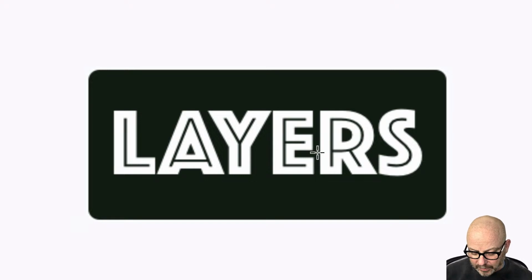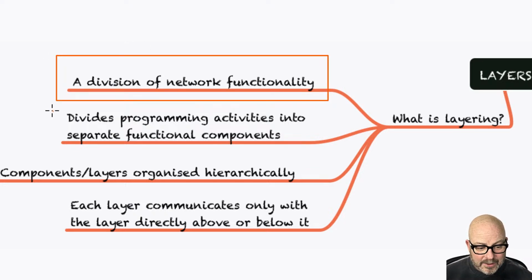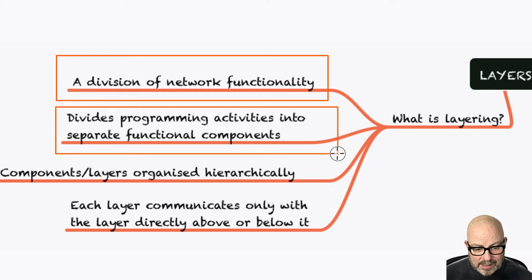Right, so I'll go in and do a little bit more on this. I'm kind of heading at the grade 5, 6, 7 plus area here. We've still got 7 people here, which is good. Layers, it's a division of network functionality. I mentioned that. It divides programming activities into separate functions.